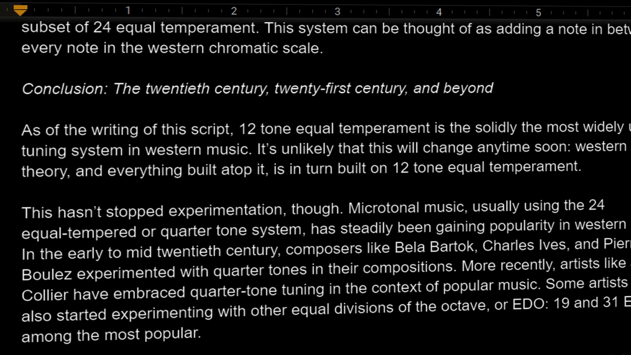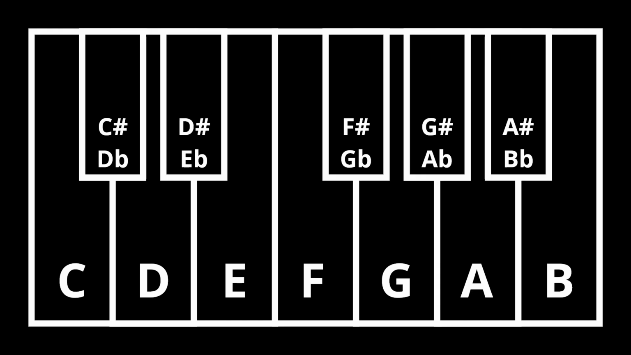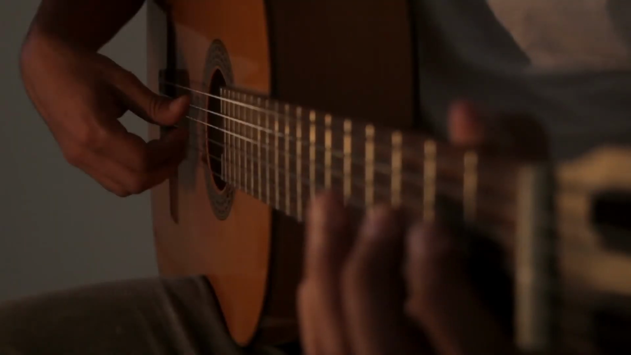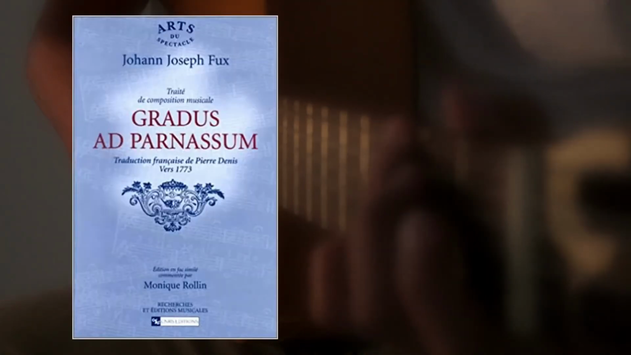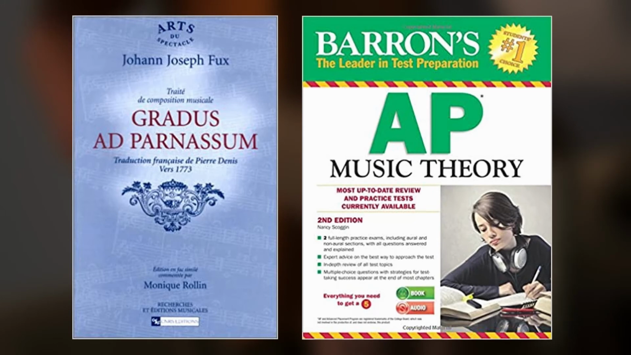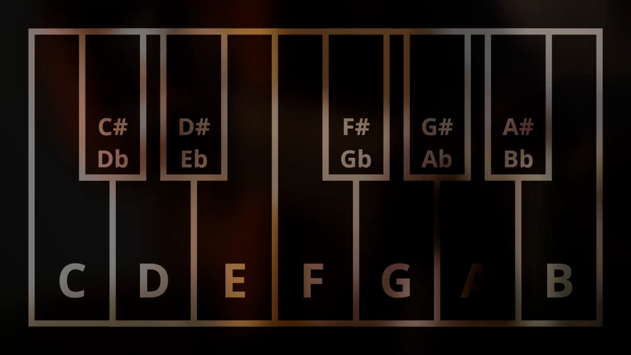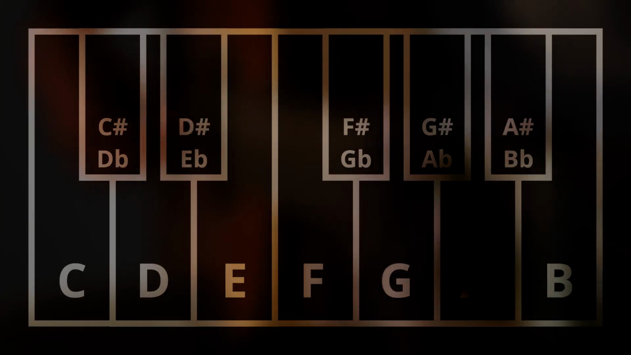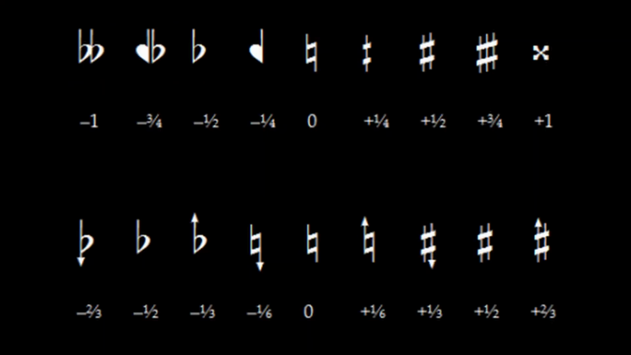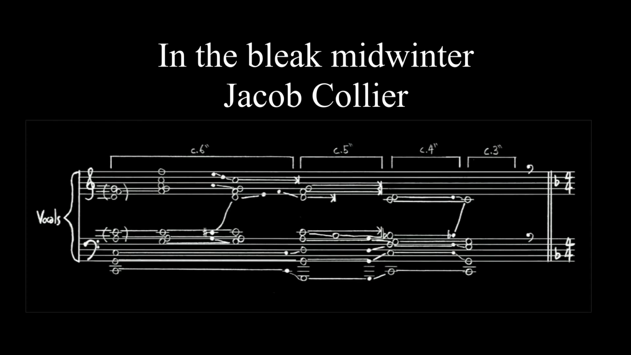As of the writing of this script, 12-tone equal temperament is solidly the most widely used tuning system in Western music. It's unlikely that this will change anytime soon. Western music theory, and everything built atop it, is in turn built on 12-tone equal temperament. This hasn't stopped experimentation, though. Microtonal music, especially using the 24 equal tempered or Arab tone system, has steadily been gaining popularity in Western music.